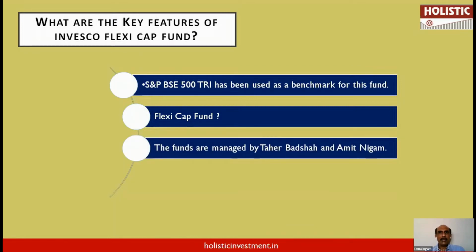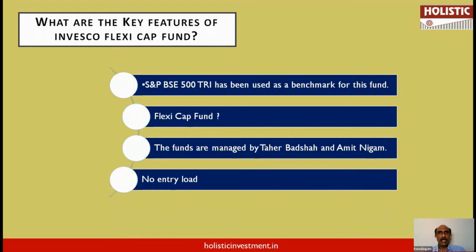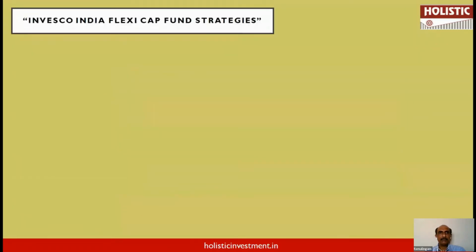This fund is managed by Dhaval Badshaw and Amit Nigam, a duo. It is always good to have two fund managers managing one single fund, because even if someone leaves, there will be another one who will be able to take care of the fund. There will be a smooth transition. And there is no entry load for this fund.